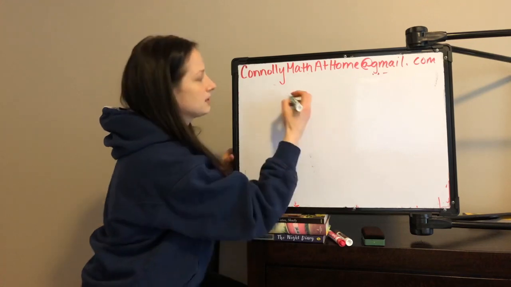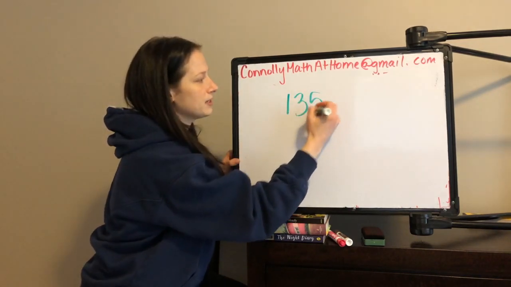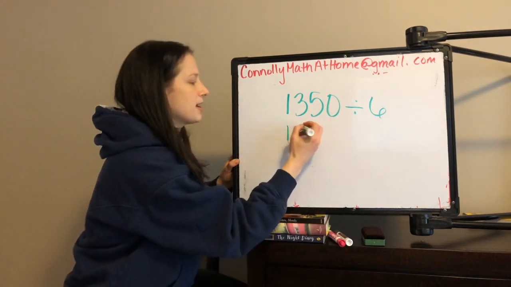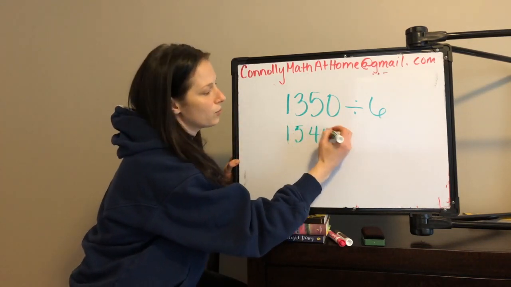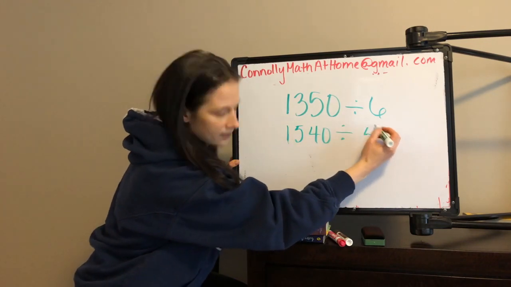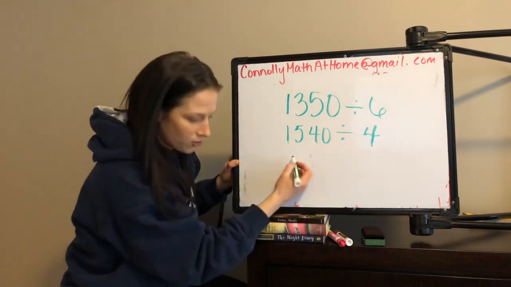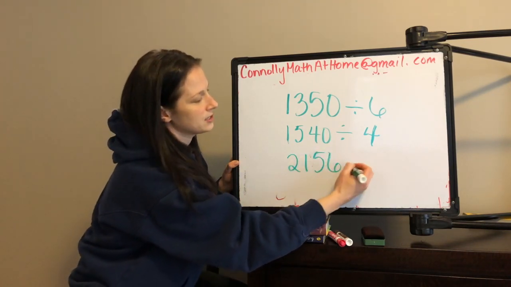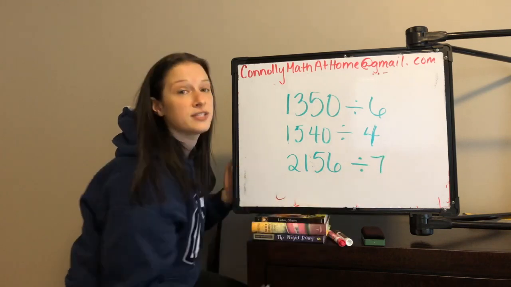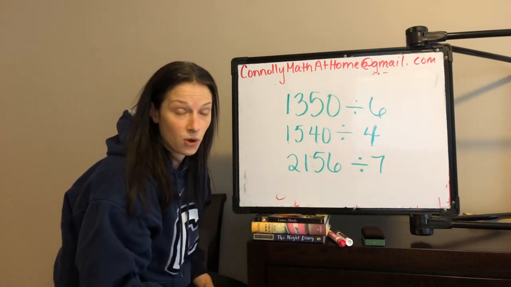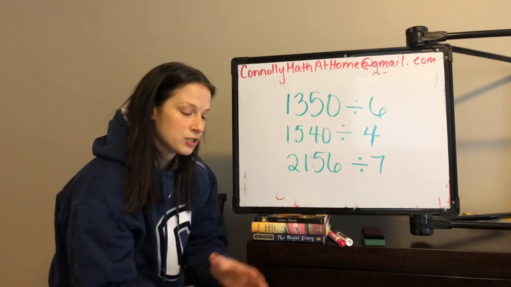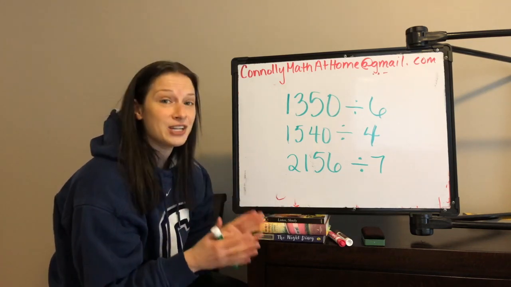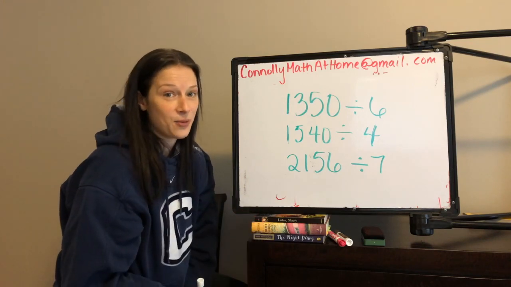So you are going to be thinking about 1,350 divided by 6. You are going to be thinking about 1,540 oranges divided by 4. And you are going to be thinking about 2,156 oranges divided into 7 equal groups. Okay? Keep track of how many oranges you're putting into each crate, because that's where you're going to find your quotient. That's where you're going to find your answer in the strategy. Okay? Bye.